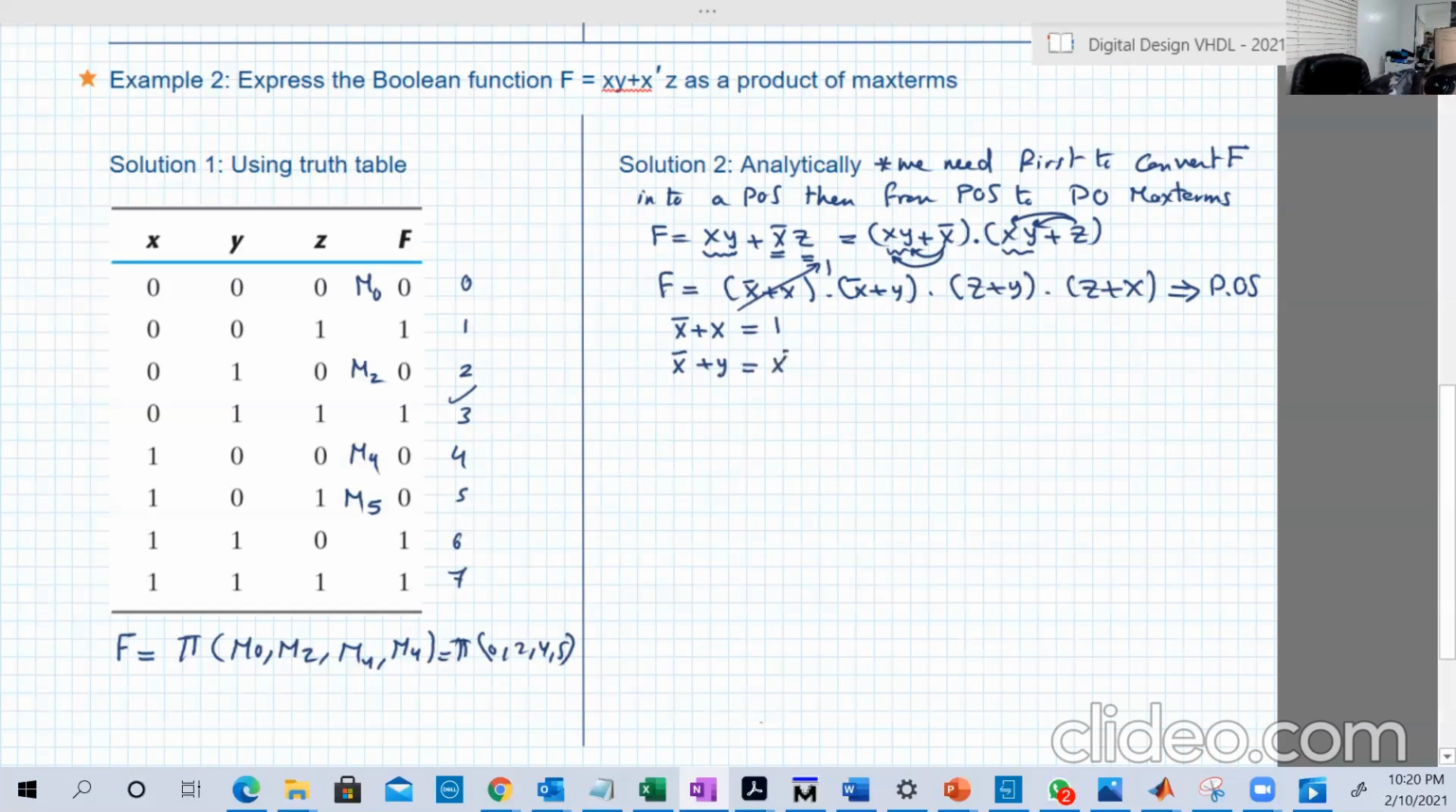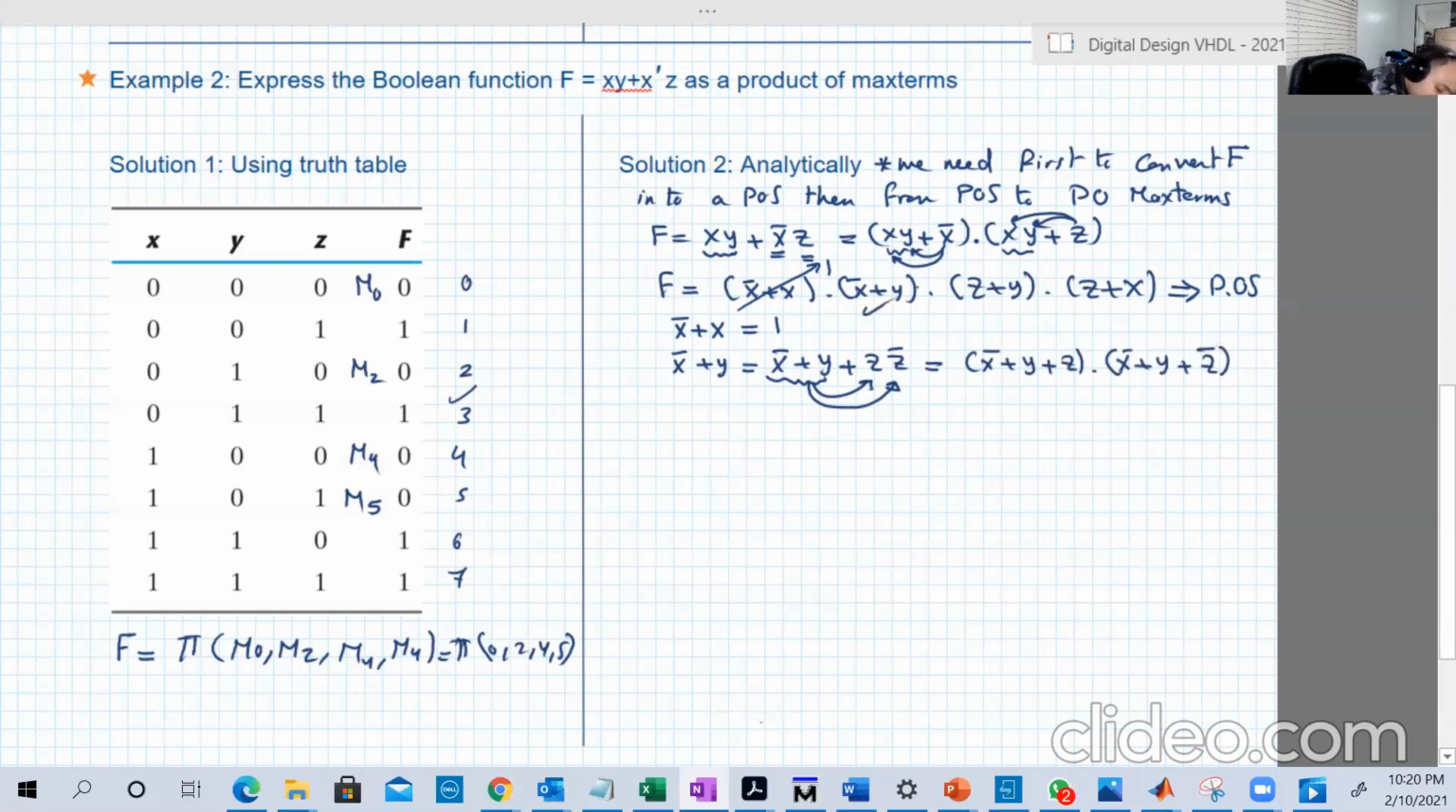Here we do just the opposite. So x bar, for y, then we add z bar. Then we take this term, x bar or y, and distribute it over z and z bar. So this will be equal to x bar plus y plus z, then x bar plus y plus z bar.